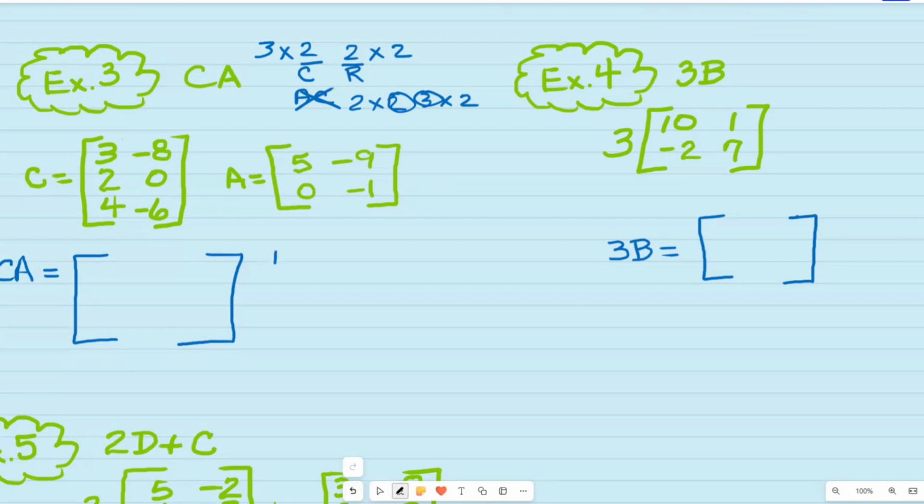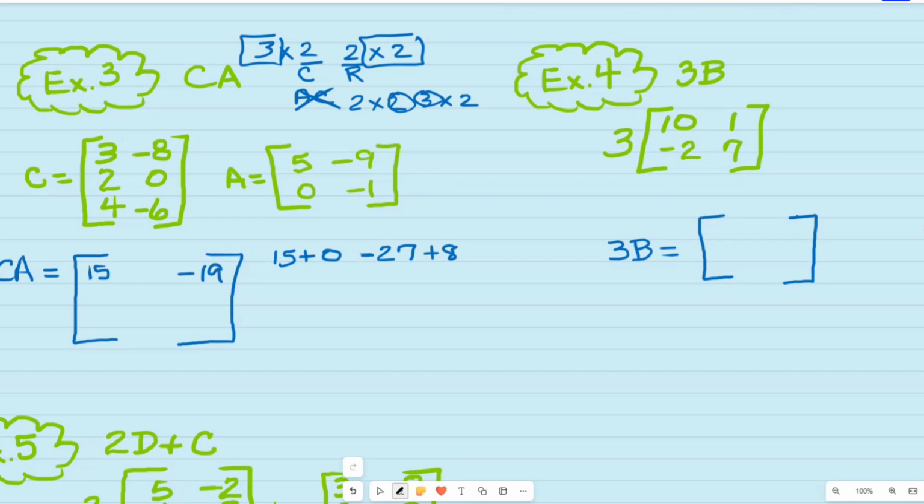So 3 times 5 is 15, and then -8 times 0 is 0. So that's what's going to go here. Another thing you need to know is your answer is going to be whatever's left over, so 3 by 2. I am expecting to have 3 rows and 2 columns in my answer. Now I'm going to take that same row and multiply times the second column. That gives me 3 times negative 9 is negative 27, negative 8 times negative 1 is positive 8, and once I combine those numbers, I end up with negative 19.